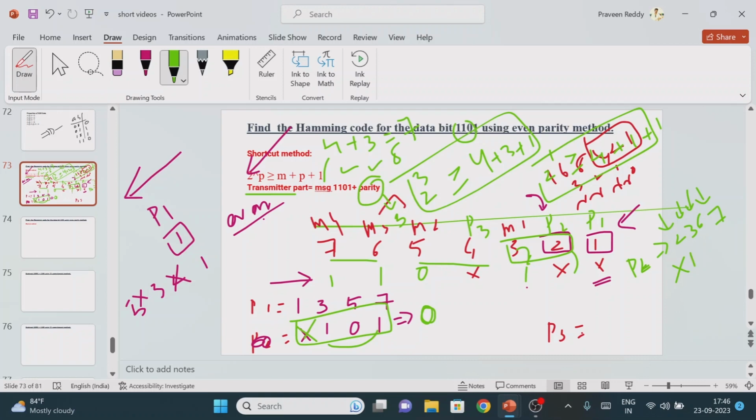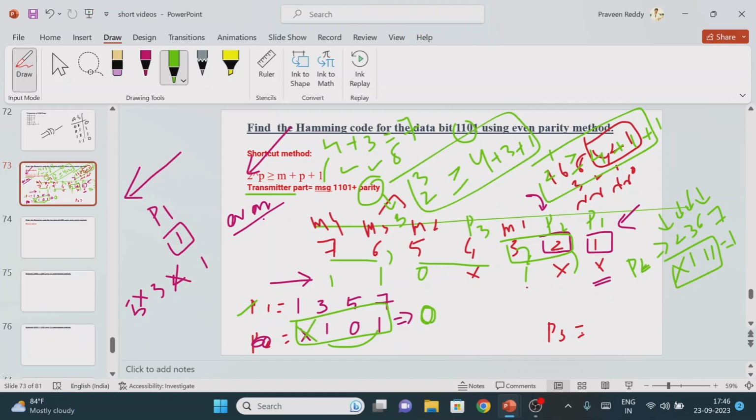Now come to the sixth position, what is that value? The value is 1. Come to the seventh position, what is that value? 1. So just count the total number of ones in this sequence. Even number or odd number? Odd number. Odd number means we need to add the 1, right? And now we obtain P1 equal to 0, P2 equal to 1.